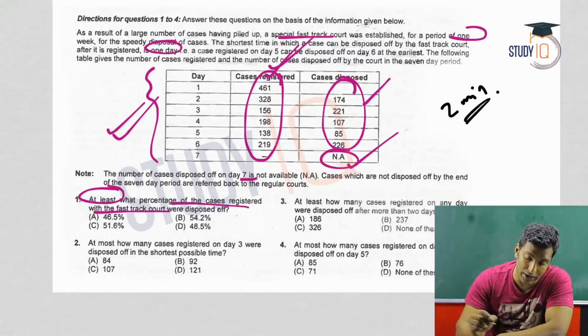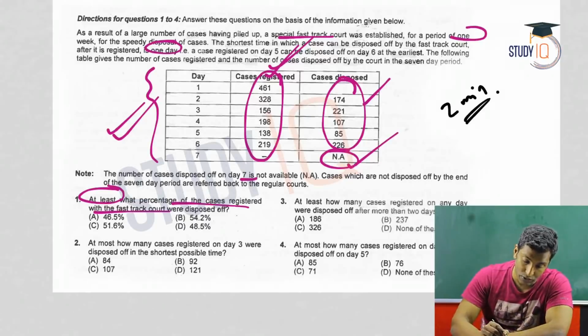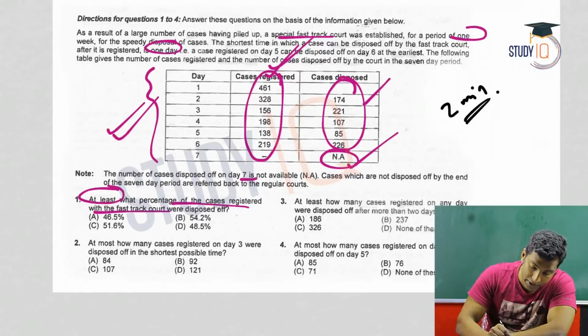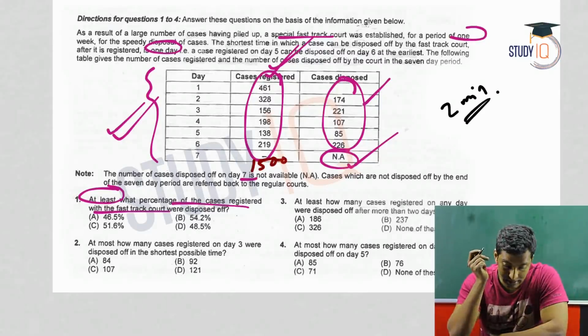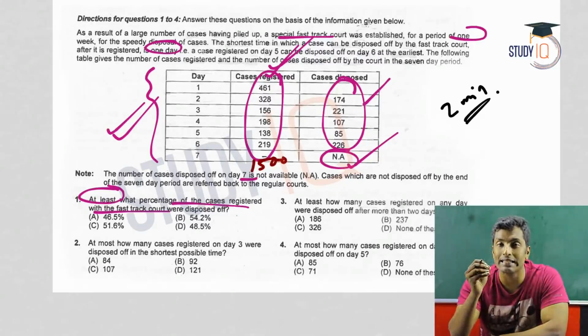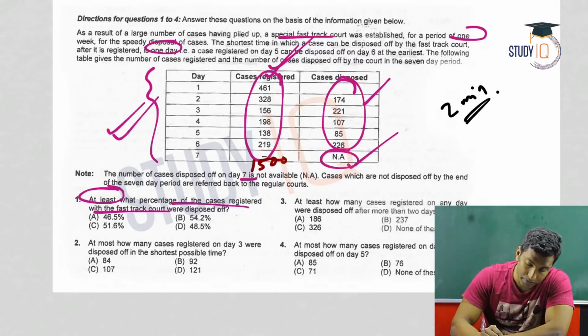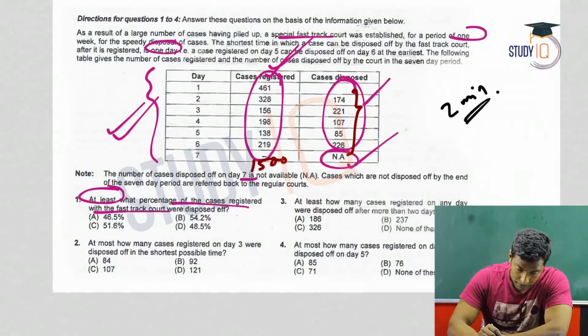So what you can do is you can add up 461, 328 and 156. What you'll get is 1500, right? So the total number of cases registered is 1500. Now even if you assume that no cases were resolved on day 7, how many cases were resolved in total? You can add all this and you'll get 813.